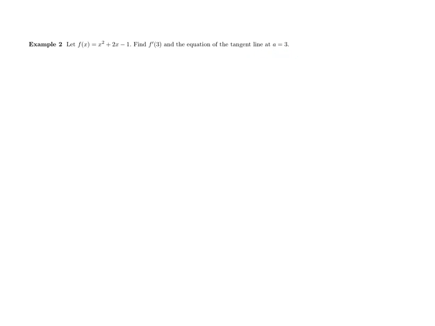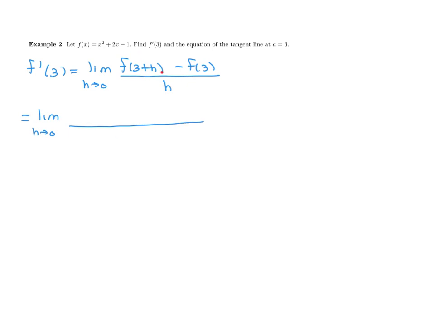And for this one, I'm going to use our other definition. That is, f prime of 3 is equal to the limit as h goes to 0 of f of 3 plus h minus f of 3 all over h. If we simplify this, this is the limit as h goes to 0 of, what is f of 3 plus h? This means wherever you see an x, you will put 3 plus h in place of that x. So this first part is (3 plus h) squared plus 2 times (3 plus h), then minus 1.